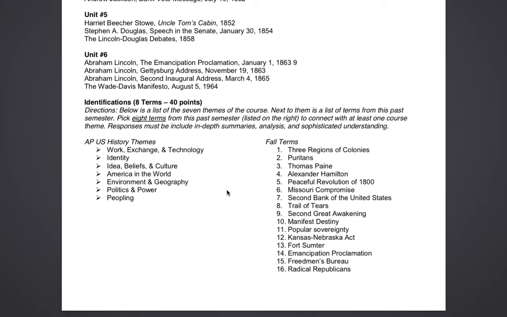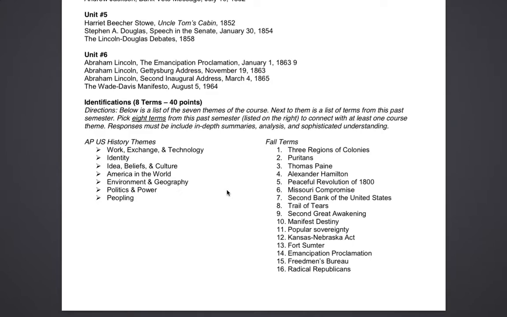The Second Bank of the United States refers to the renewal in 1832, the renewal fight between Democrats and Whigs over Alexander Hamilton's original idea, and you should remember how Andrew Jackson felt about that with his big veto.